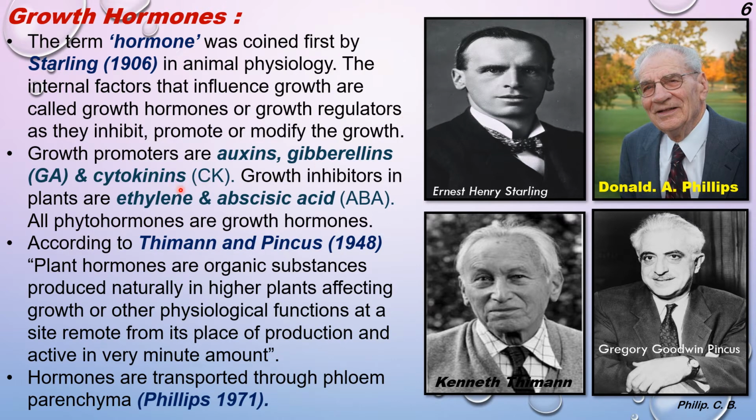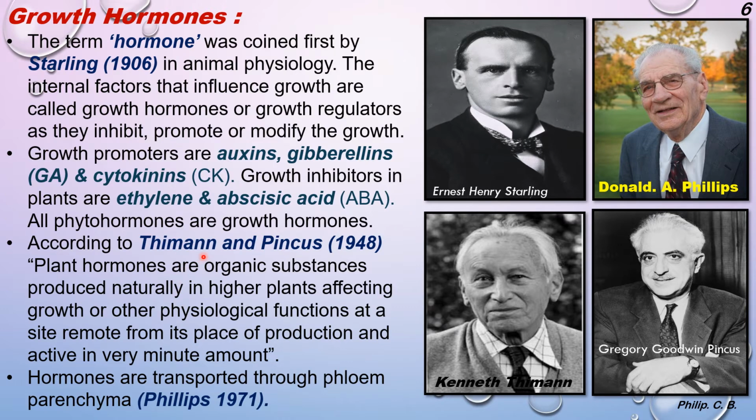Growth promoters are auxins, gibberellins and cytokinins. Growth inhibitors in plants are ethylene and abscisic acid. All phytohormones are growth hormones. Phytohormones, that is, the plant hormones, whether they are auxin, gibberellins, cytokinins, which are the promoters, or ethylene and abscisic acid, which are the inhibitors, all are growth hormones.